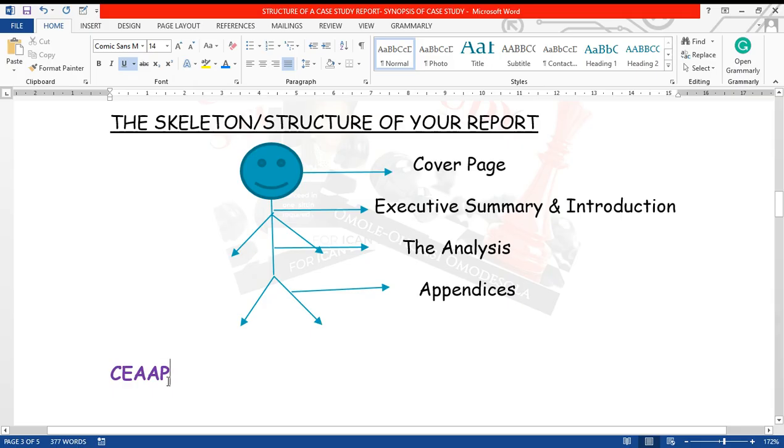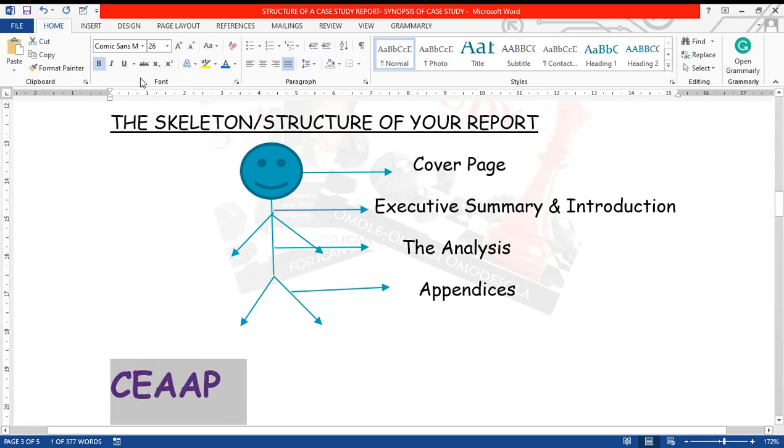So we said we're going to be using SEAP. Let's make SEAP big. SEAP, which is C for cover page, E for executive summary and introduction, A for analysis, and P for appendices. So that's how your structure should go.